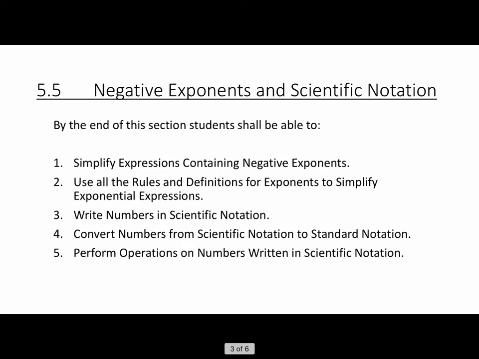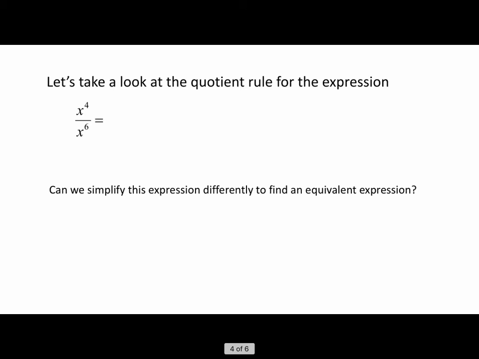In section 5.5, negative exponents in scientific notation, by the end of this section, students should be able to simplify expressions containing negative exponents, use all of the exponent rules and definitions to simplify exponential expressions, write numbers in scientific notation, convert numbers from scientific notation to standard notation, and perform operations on numbers that are written in scientific notation.